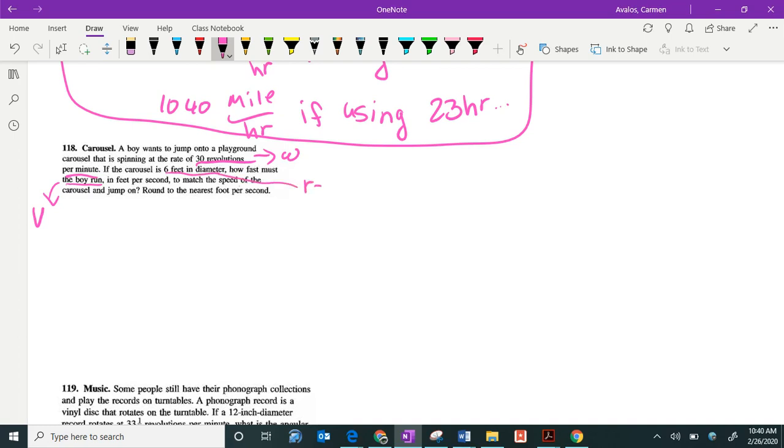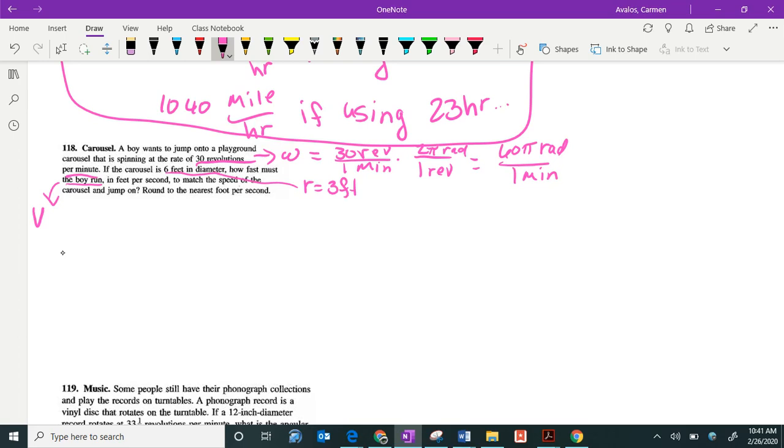So that's going to give us the radius is 3 feet. And so to find omega, we're doing 30 revolutions per 1 minute. So we need to change that to an angle in radians. One revolution is 2 pi radians. And so that is going to calculate that, and we end up with 60 pi radians per 1 minute. And so that's the angle that's being made because it's in radians.